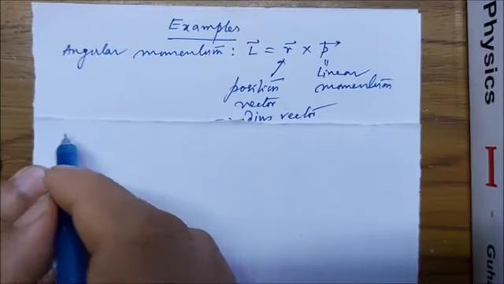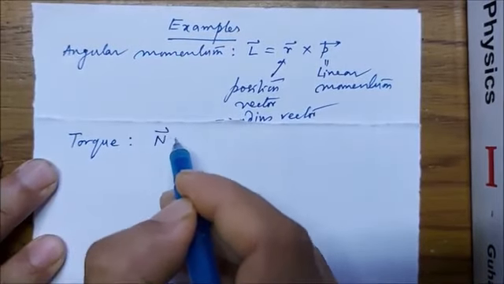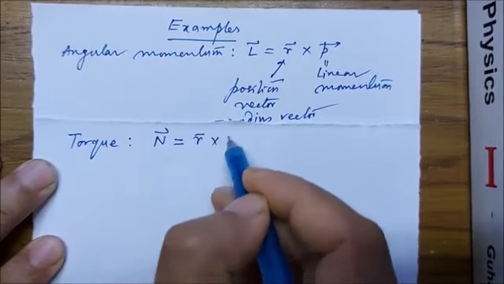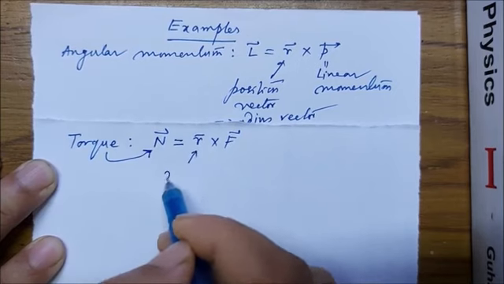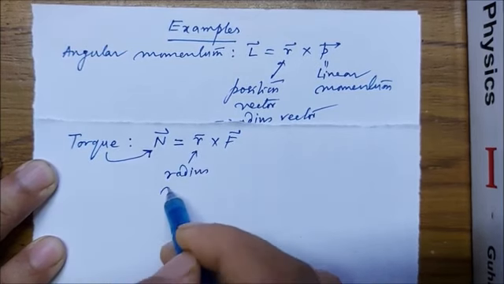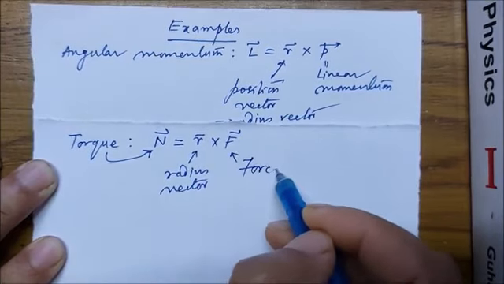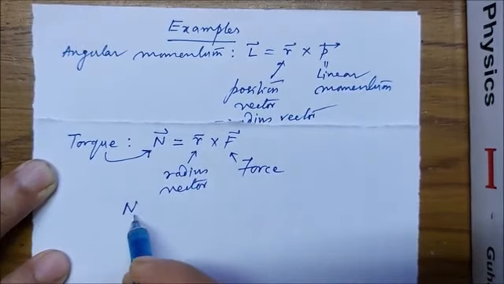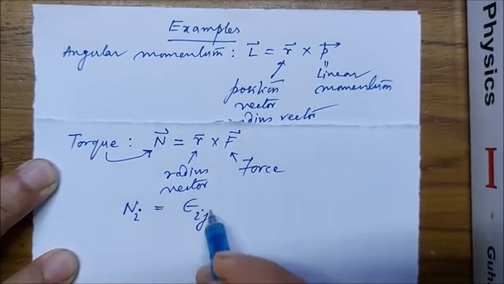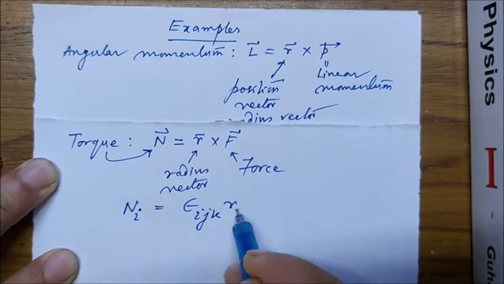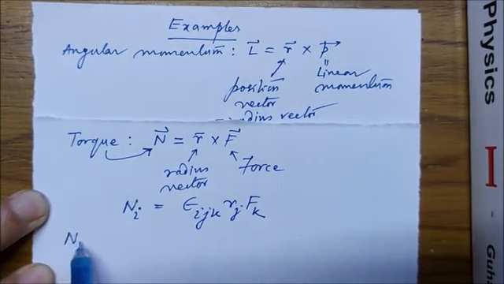Now let us mention a few more examples. The expression of torque, which is vector N, is r cross F. Torque is vector N, r is the radius vector or position vector as mentioned, and this is force. Then N_i can be expressed as an exercise. Let us find Nz.